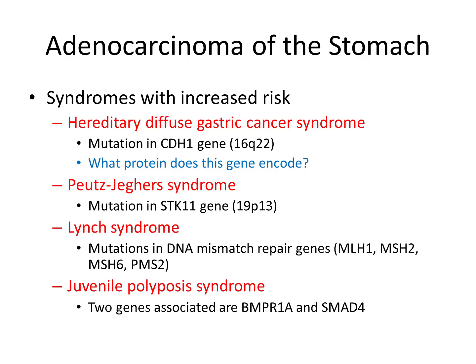Now for a question. As mentioned, hereditary diffuse gastric cancer syndrome is caused by a mutation in the CDH1 gene. What protein does this gene encode? The CDH1 gene encodes E-cadherin.